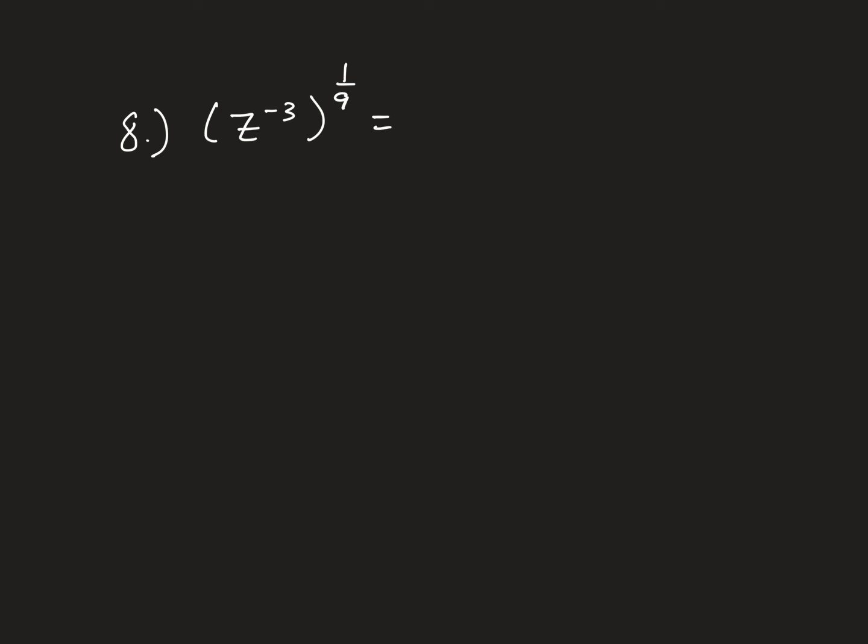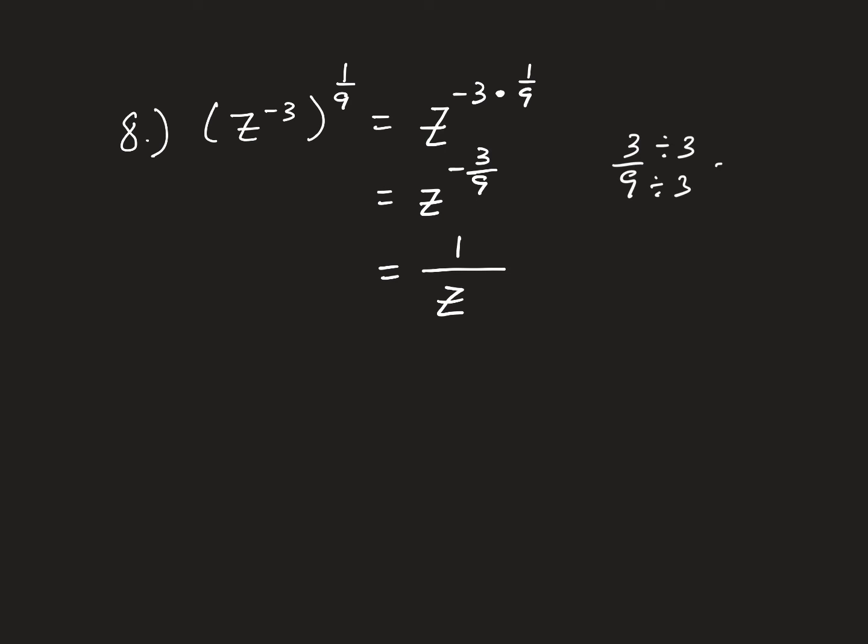Remember, we have a power raised to a power. So this will be z to the negative 3 times 1/9. So this will be z raised to the negative 3/9. Remember that negative turns into a reciprocal, so it's 1/z. 3/9, we can simplify. So that's 1/3. And that's what it's going to simplify to.